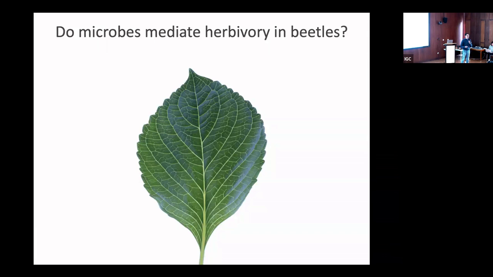But plants, of course, are not the easiest source of nutrition. They're composed of recalcitrant polysaccharides that are really hard to digest. Sometimes they're packed with secondary metabolites that are quite toxic for herbivores. And depending on which part of the plant you feed on, you may be exposed to, and trying to adapt to, a nutritionally imbalanced diet. So my lab is primarily interested in the role microbes play in bridging that metabolic gap.